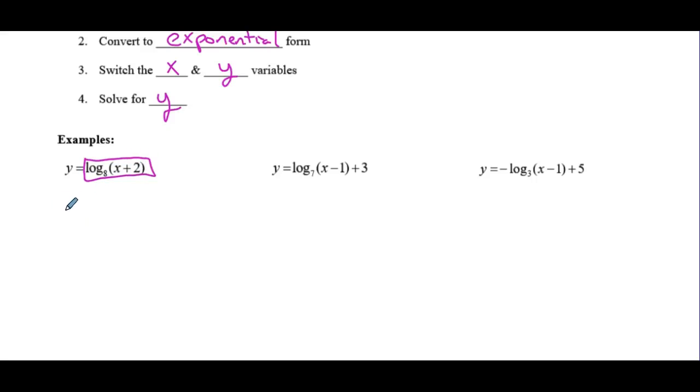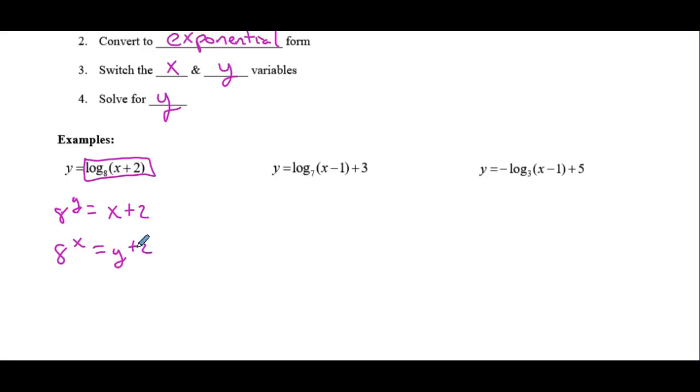So I can just convert that easily and say 8 to the y equals x plus 2. All right, so all I did was rewrite this in exponential form. I switched my y in this. Now I'm going to switch x and y. So 8 to the x equals y plus 2. And that's the inverse part. Once I switch x and y, I've now created an inverse.